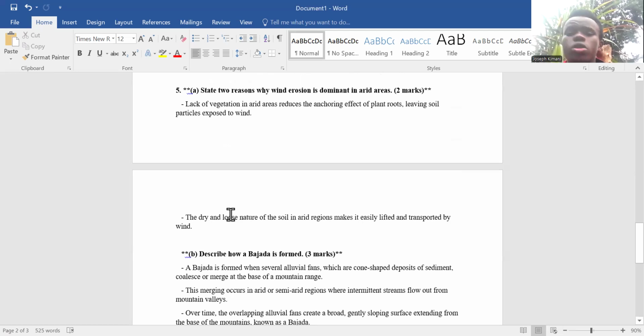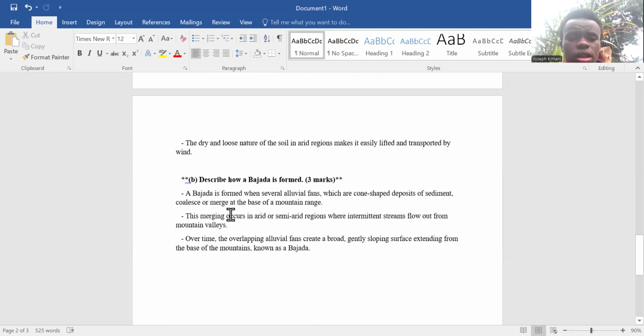Now, on to the next part of the question. We are being asked to describe how a bajada is formed. So what is a bajada? I can say that it's a collection of alluvial fans. Alluvial fans come together to form a bajada. A bajada is formed when several alluvial fans, which are cone-shaped deposits of sediment, coalesce or merge at the base of a mountain range. That's what we talk about in a bajada.